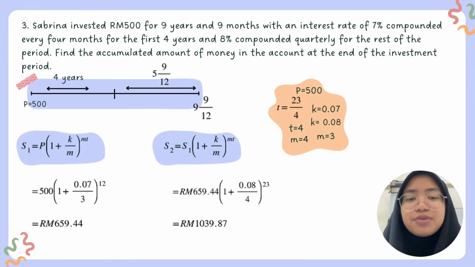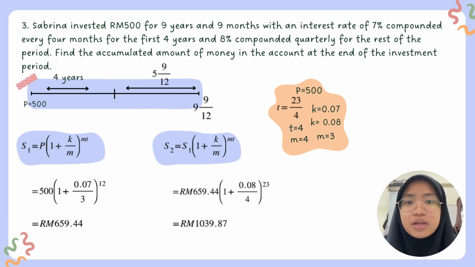Sabrina invested 5,000 ringgit for 9 years and 9 months with an interest rate of 7%, compounded every 4 months for the first 4 years, and 8% compounded quarterly for the rest of the period. Find the accumulated amount of money in the account at the end of the investment period.